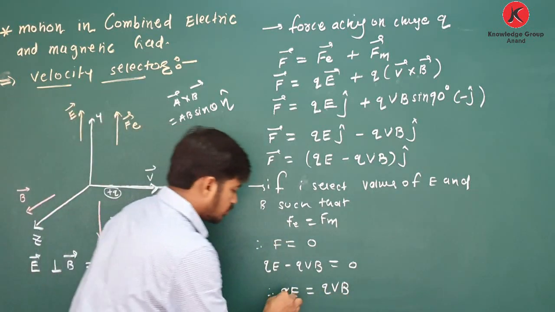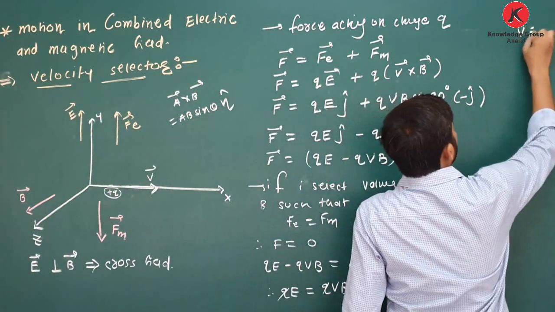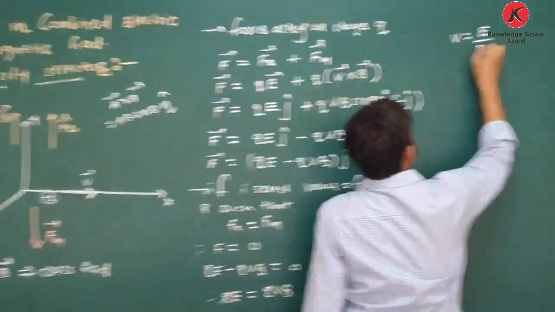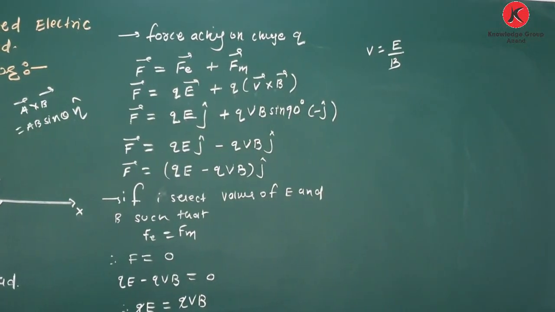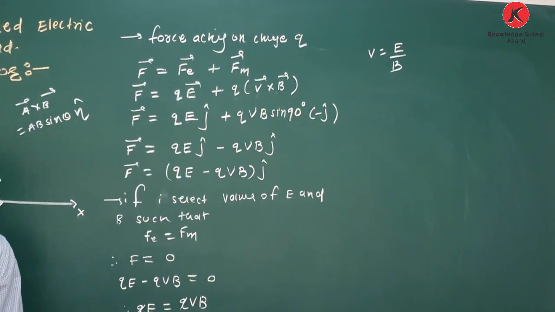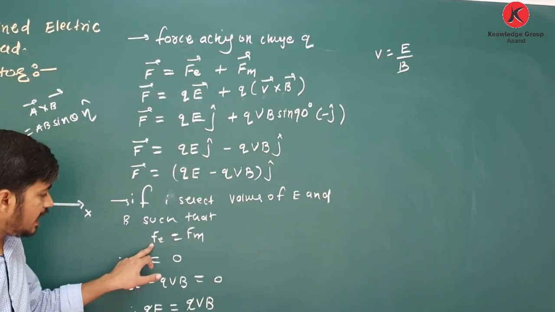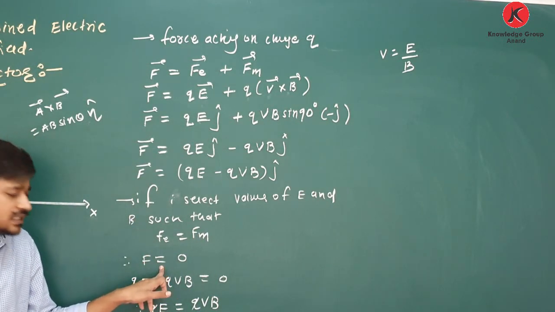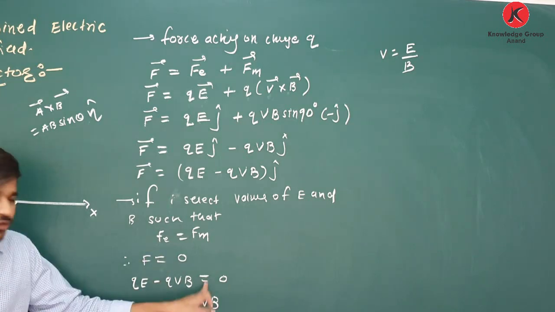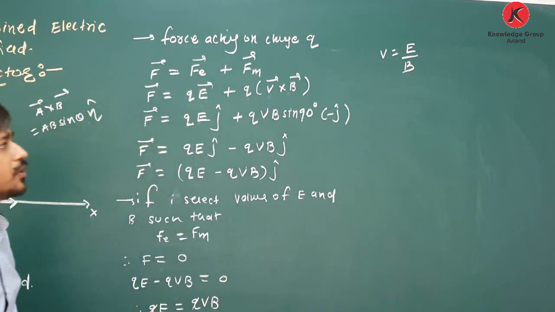Q cancels. If you make V as subject, then V is equal to E upon B. Clear about this? If I select values of E and B such that Fe is equal to Fm, magnitudes of these two forces are equal, then resultant force will become 0. Then QE minus QVB is equal to 0, and under such condition, V is equal to E upon B.